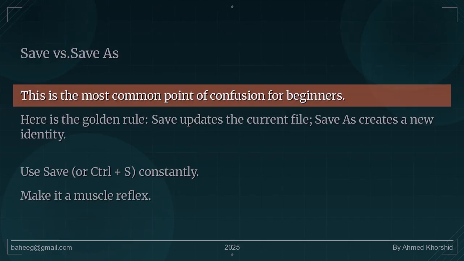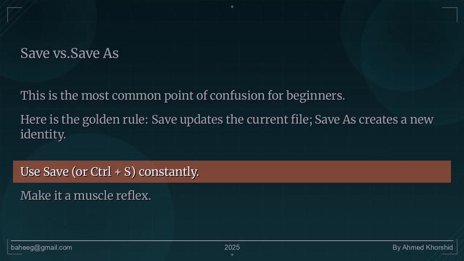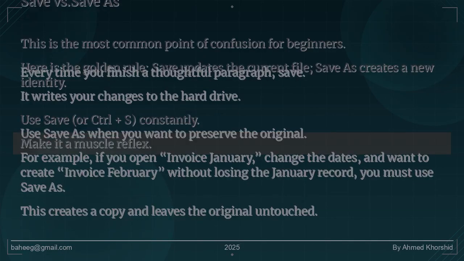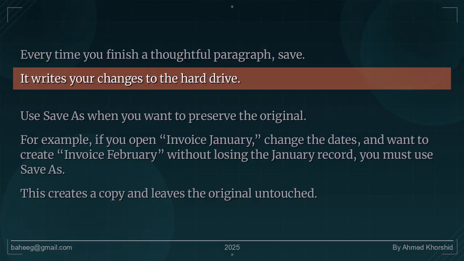This is the most common point of confusion for beginners. Here is the golden rule: Save updates the current file, Save As creates a new identity. Use Save, or Ctrl+S, constantly. Make it a muscle reflex. Every time you finish a thoughtful paragraph, save. It writes your changes to the hard drive.